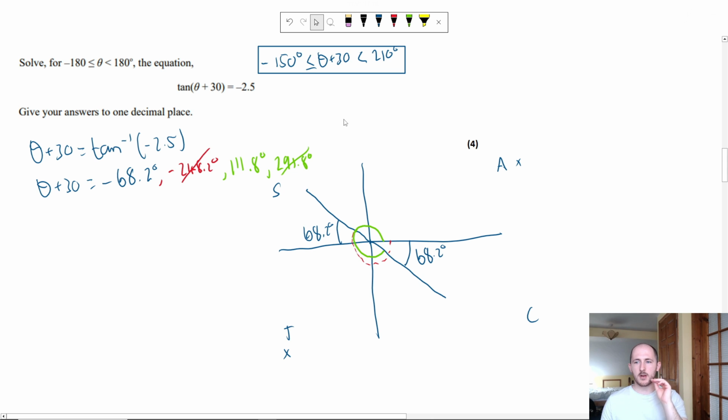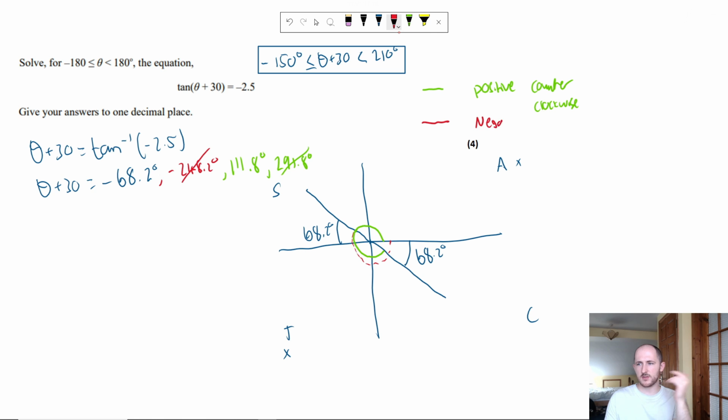Okay. What I'm going to do from now on is I'm going to draw green for reading counterclockwise, so the positive values. I'm going to leave this on the mark scheme just so it makes it a bit easier. Red will be negative, green positive, right? That makes sense to me. Blue is going to be the value we get from the calculator because it's just a value we get from the calculator. Perfect. Are we done? No, we are not.